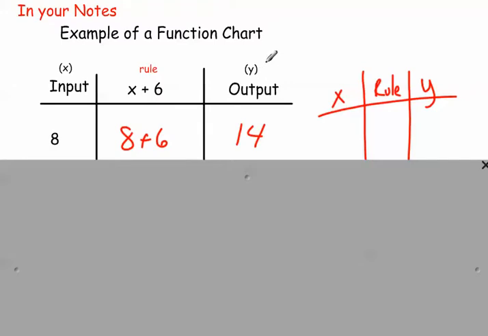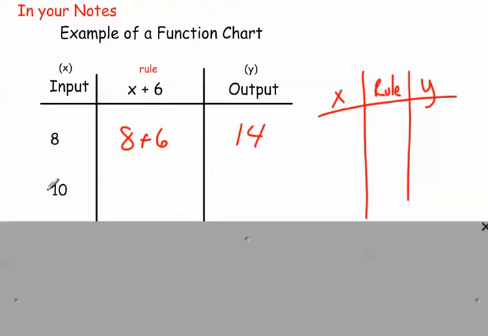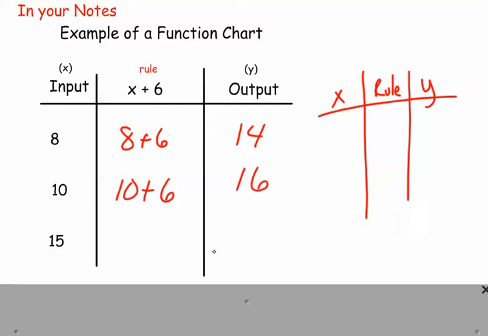So my output or my y value is going to be my answer. But now I'm going to tell you that x is 10. So you're going to plug that in. Always plugging in for x. So that's 10 plus 6. So that's just 16. And then plugging in 15, that's 15 plus 6. So that's 21. Okay? All right, let's just do a couple more examples.